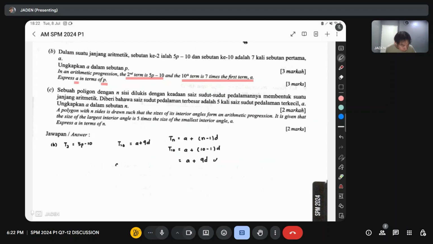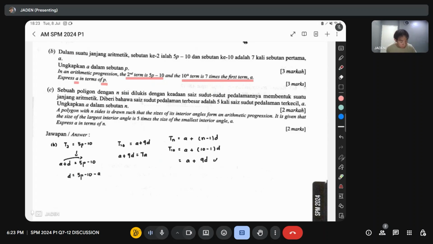And then they say this a plus 9d is 7 times the first term. So 7a. Your first term is represented by a, right? So 7 times a is 7a. So over here, we have a plus 9d equal to 7a. Over here, T2, we can also write as a plus d. So a plus d equal to 5p minus 10. And then the next thing we could do is to make d our subject. And then we try to move a to the back. So d equals 5p minus 10 minus a.